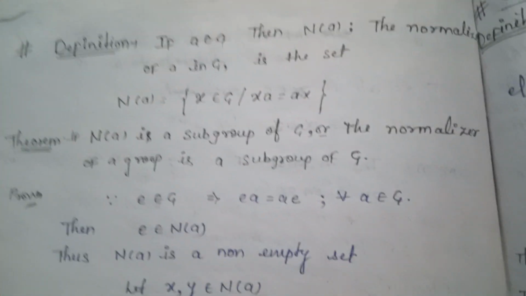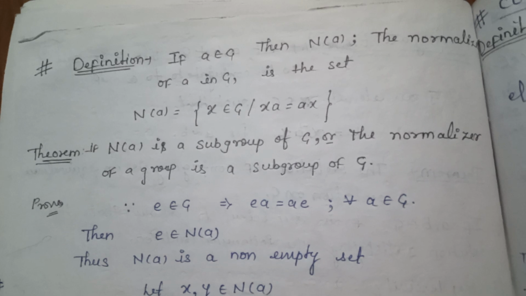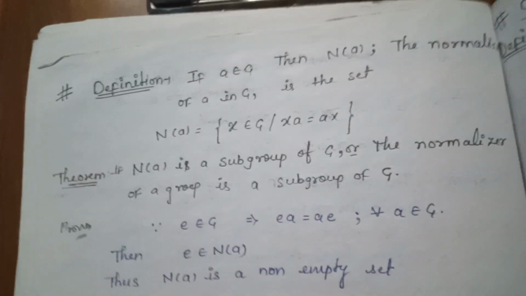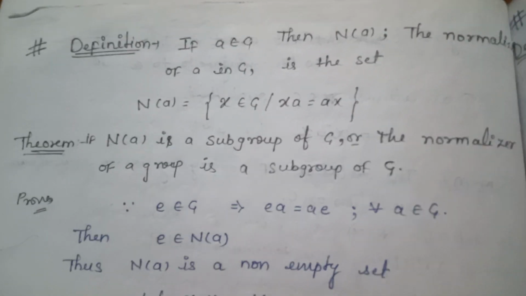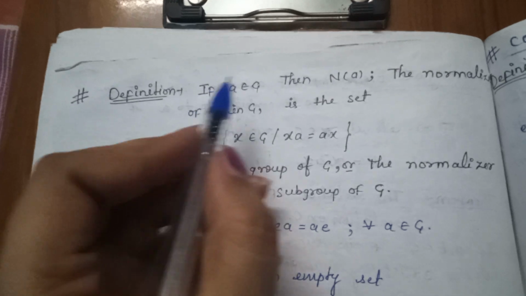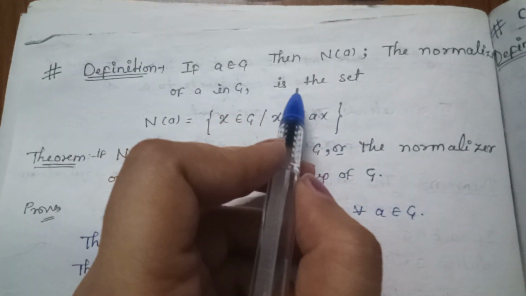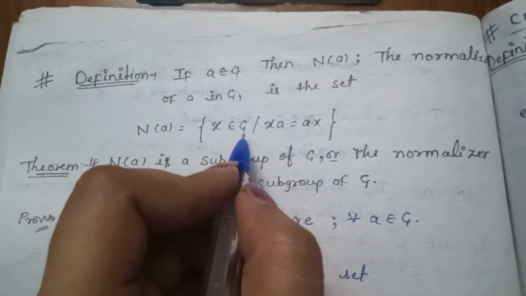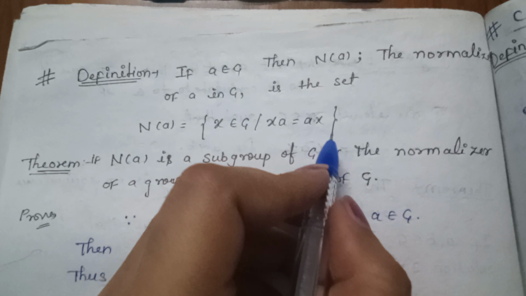Hello everyone, welcome to my channel, and today we will discuss some more definitions of modern algebra. So we will discuss the next definition. If A belongs to G, then N(A), the normalizer of A in G, is the set N(A) equal to {x belongs to G such that xa is equal to ax}.